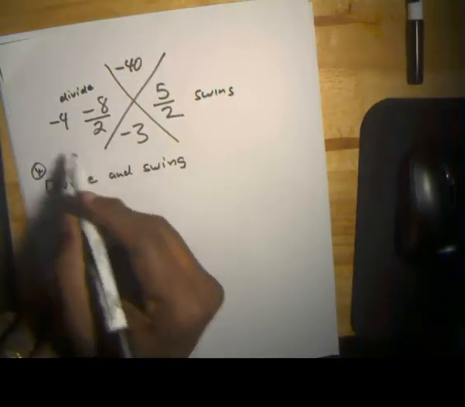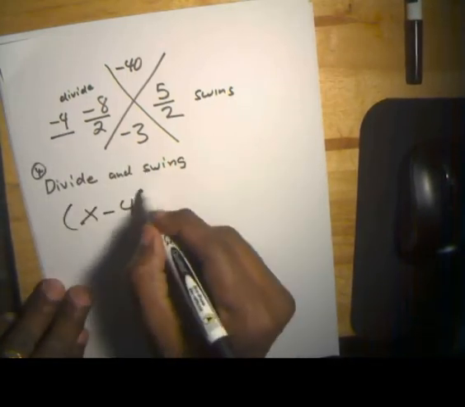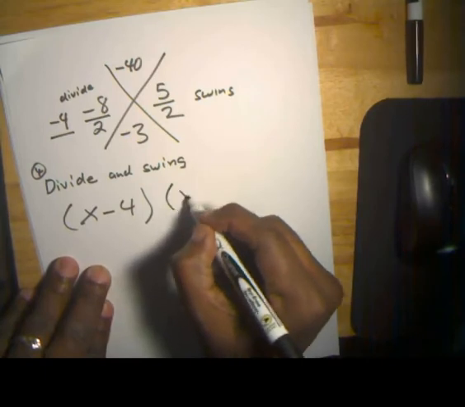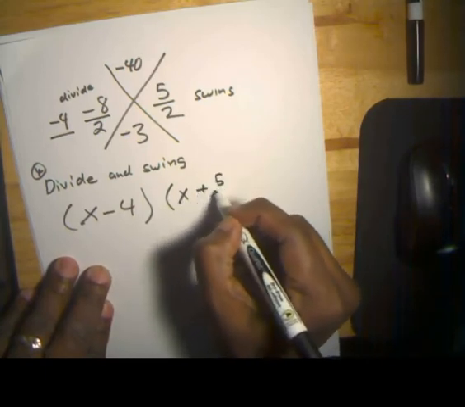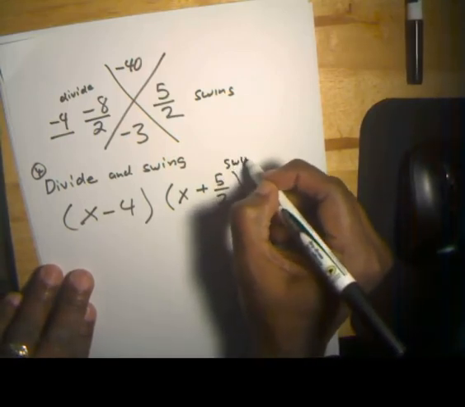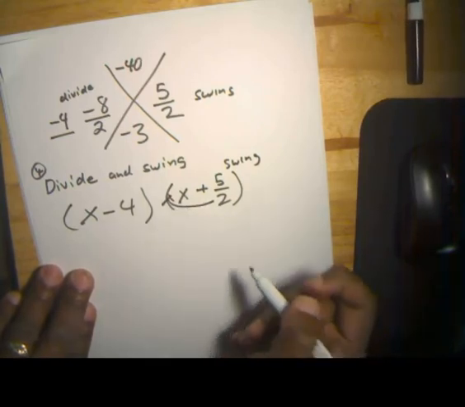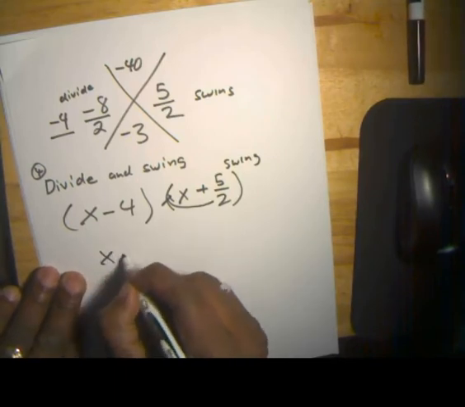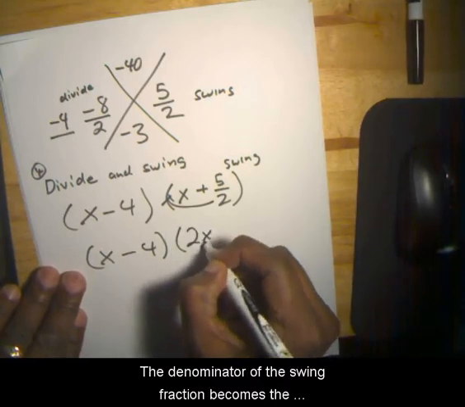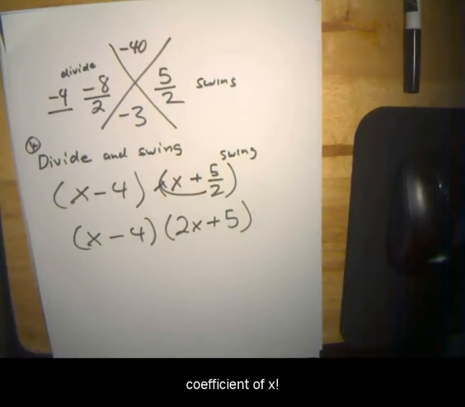So we're going to swing here, and we're dividing here. So what do we get? That's going to give me x minus 4 for this side. Here, I'm going to get x plus 5 halves. All right. I'm going to swing this. What I mean by swing, I'm going to take the 2 and move it over here in front of the x and bring the 5 down. The 2 becomes a coefficient of x, and I bring the 5 down. And that becomes my answer.